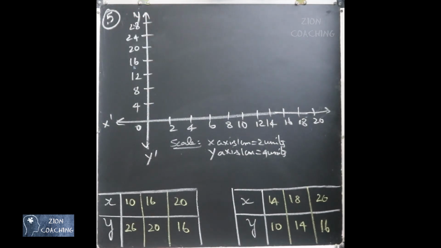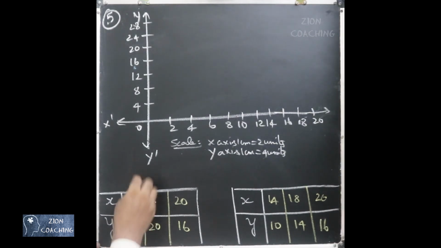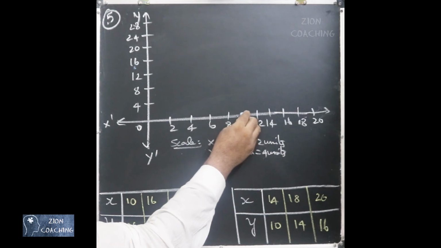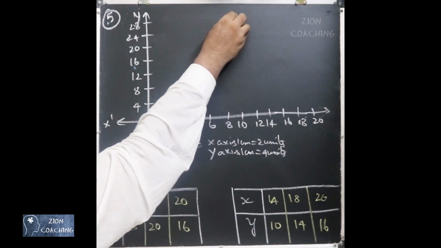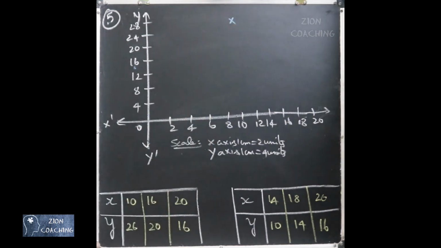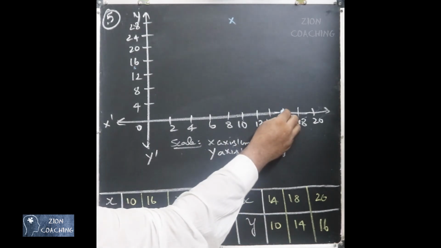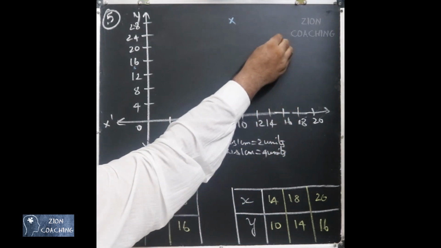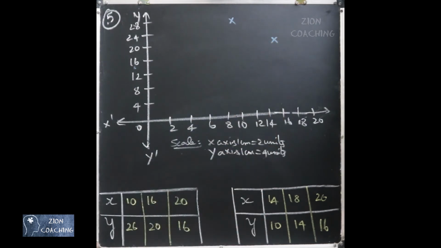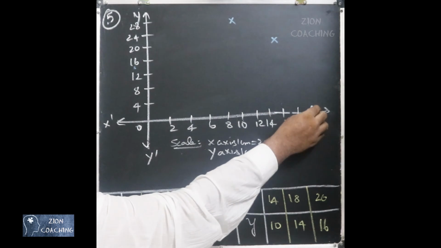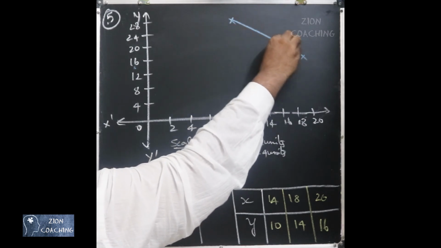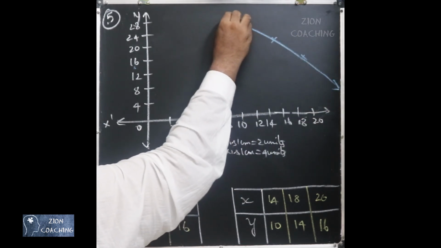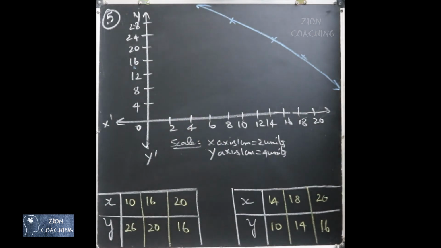Now we will plot the coordinates of the first line. First point, we are having 10 comma 26. 10 comma 26 is going to be in between 24 and 28 here. Then the second point is 16 comma 20, that will be there. Then the third point, 20 comma 16, is going to be there. So when you join, you get a straight line. We have drawn the first line.